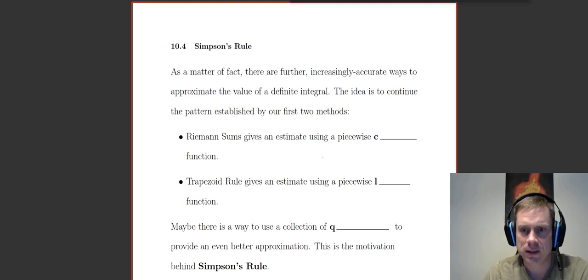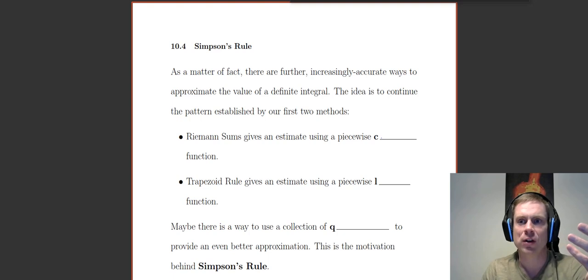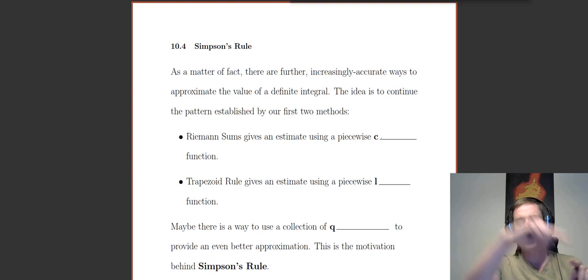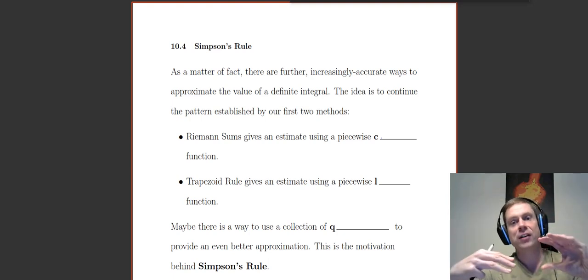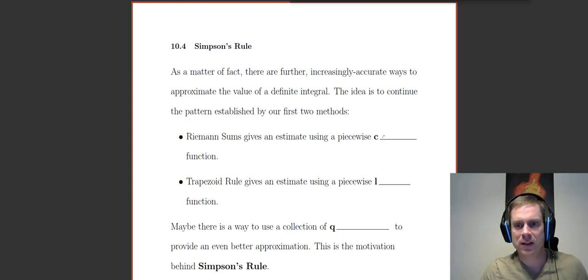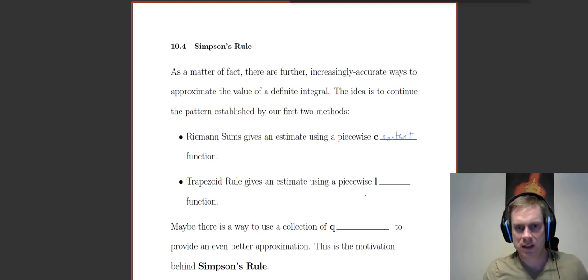So, let's get this pen together. We know that Riemann sums give us an estimate of a definite integral by using rectangles. But that's essentially taking a function of whatever that looks like and approximating it by a piecewise constant function instead and finding the area under that. That's the general idea behind a Riemann sum, where trapezoid rule takes instead a piecewise linear function as we connect the dots between each node.